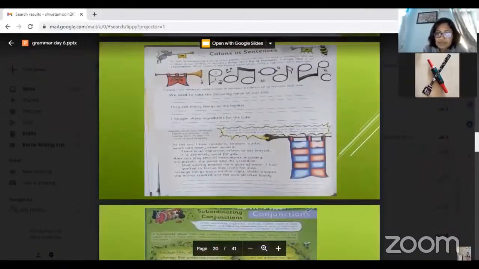Colons, as I told you, you will have colons before a vertical or any horizontal list. Like at the zoo, I saw, after saw, there are two dots. Okay.